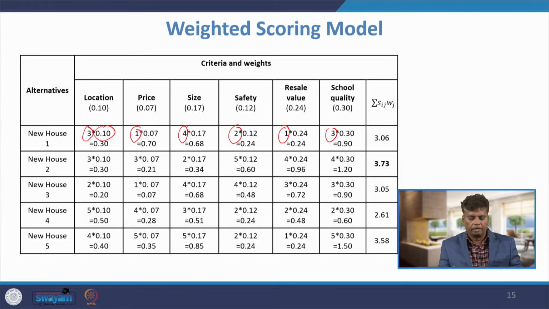For the second alternative, there is a score and multiplying by weight, I am getting 3.73. For the third one, we are getting 3.05. For the fourth one, it is 2.61. The fifth one is 3.58. Now we have to make the decision by looking at the highest weighted sum. 3.73 is the highest weighted sum. So, we are finalizing the new house alternative 2. This is the way to use the weighted scoring model for choosing a project.